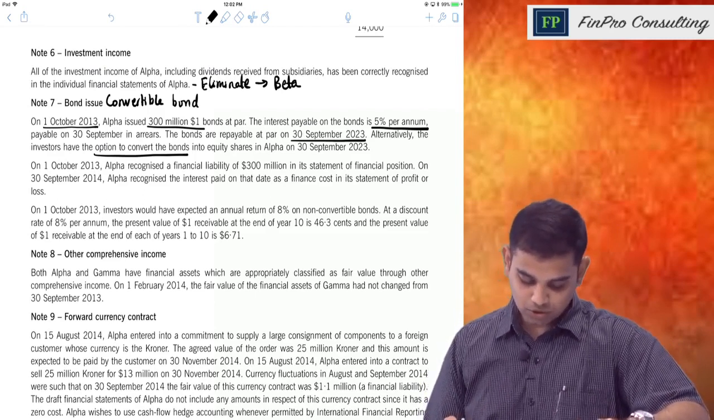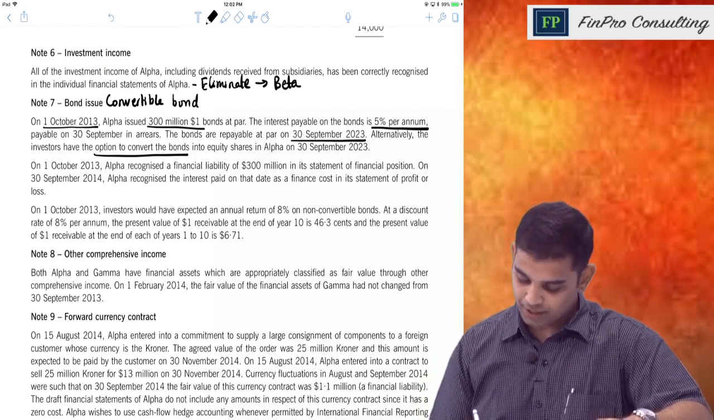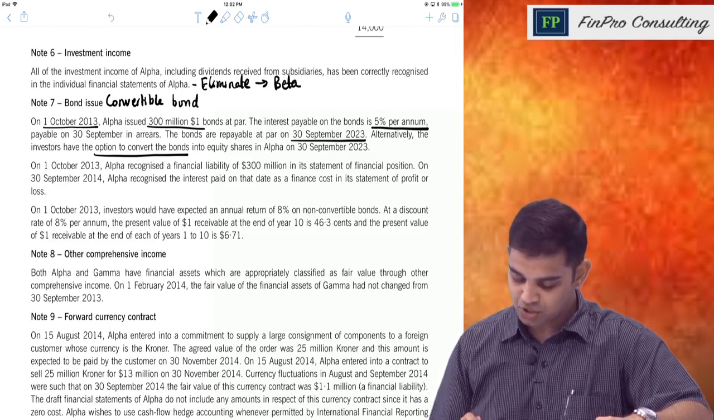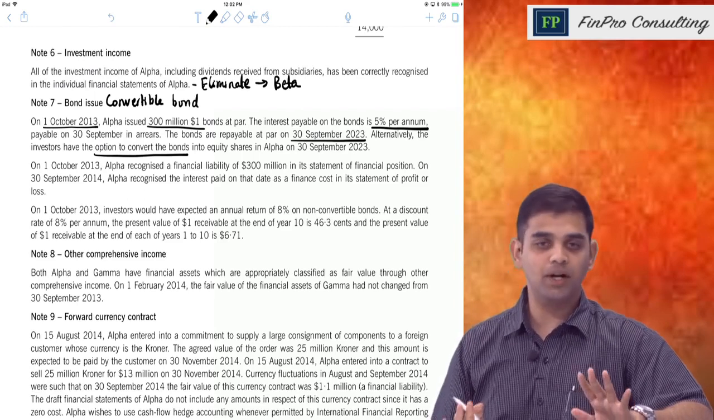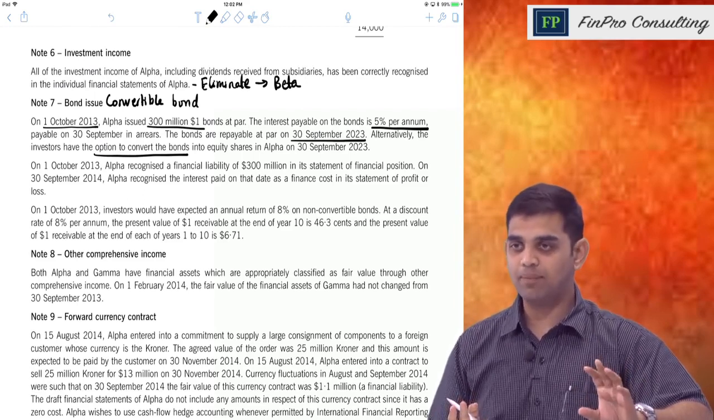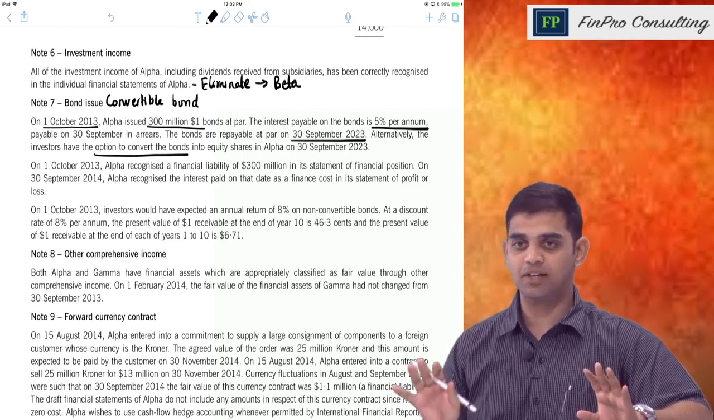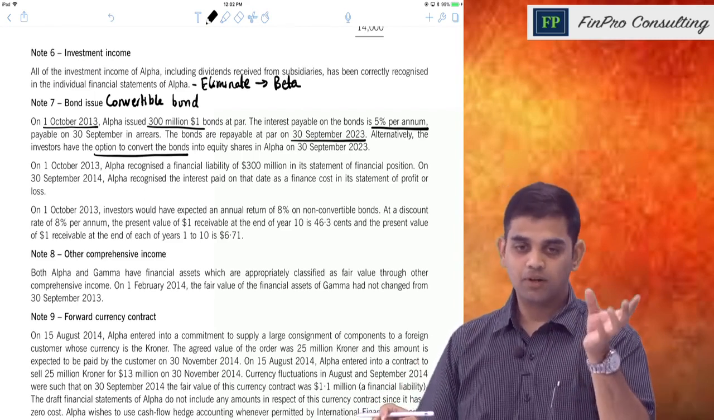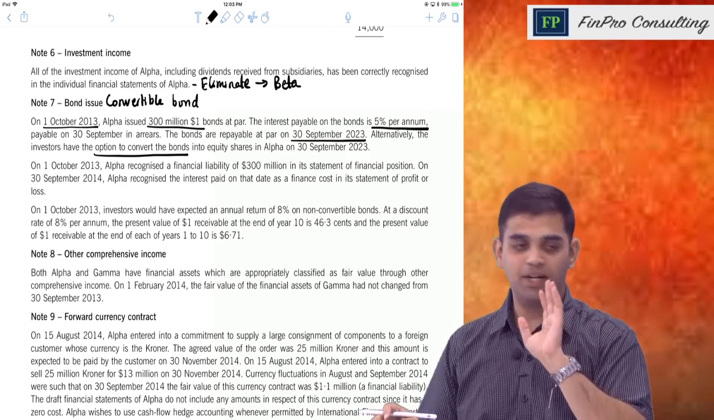On 1st October 2013, Alpha recognized a financial liability of 300 million in its statement of financial position. On 30th September 14, Alpha recognized interest paid on the date as a finance cost in its statement of profit and loss. That means whatever we do under Indian GAAP, record liability, whatever interest you pay, that is recorded as an expenditure. So first what we need to do is calculate the present value of the liability component.